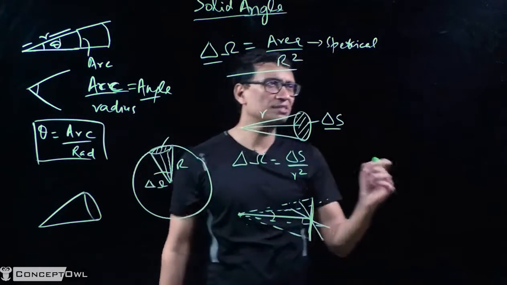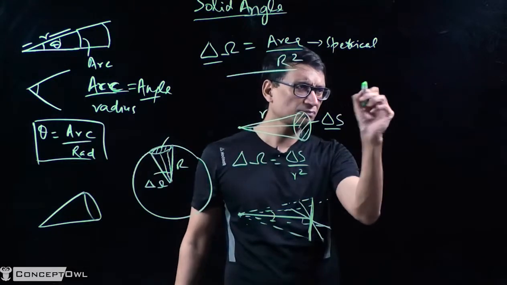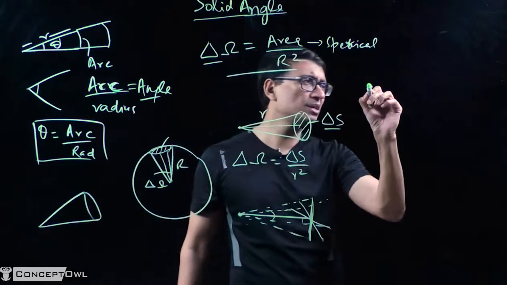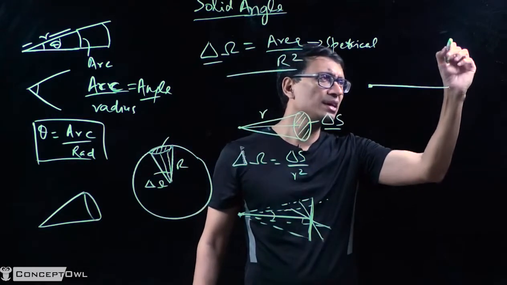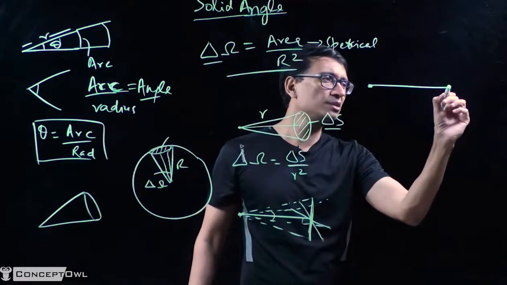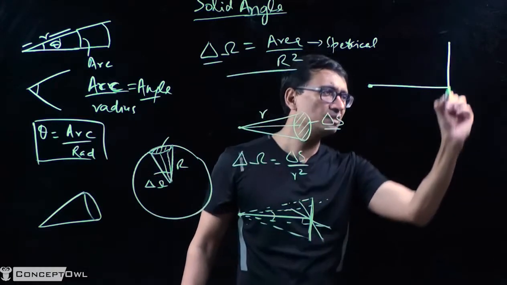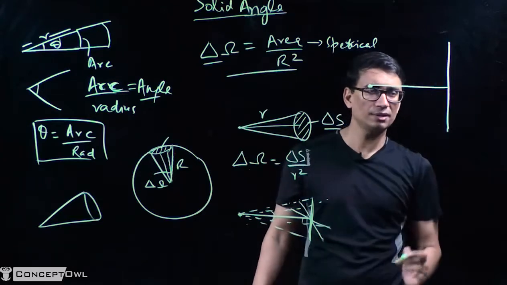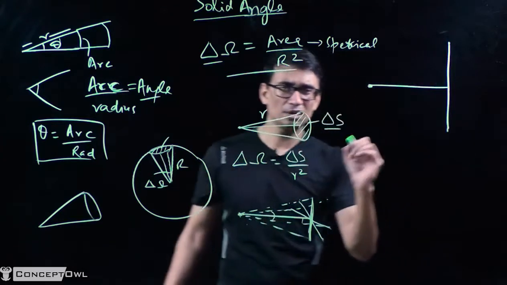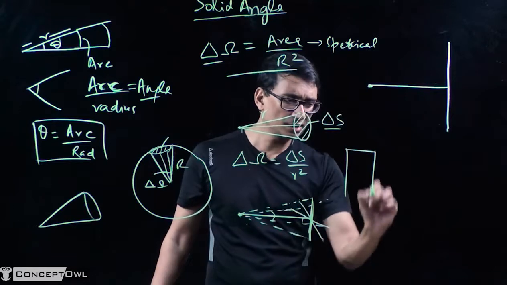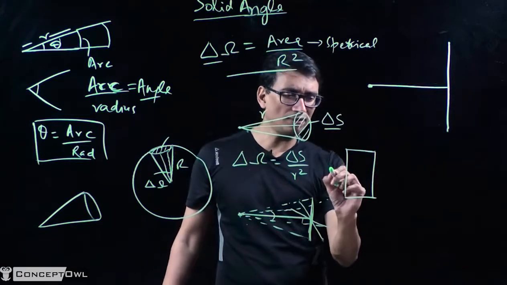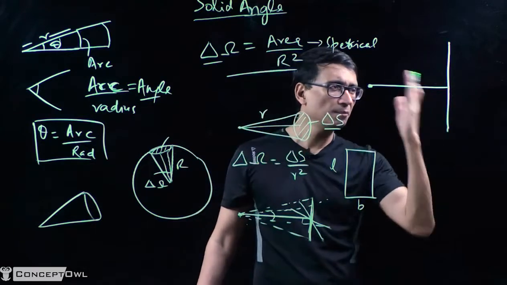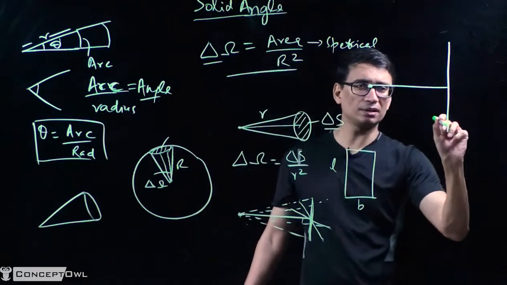Okay, so let's take a simple case. First case, we are trying to find the solid angle at this point. From here I draw a line, and I'll make it slightly bigger so we can see it easily. Let's say this is the view of the surface area from one side, and this surface area is a rectangle of length L and breadth B. I can see the length L here. Breadth B I cannot see because it is perpendicular.